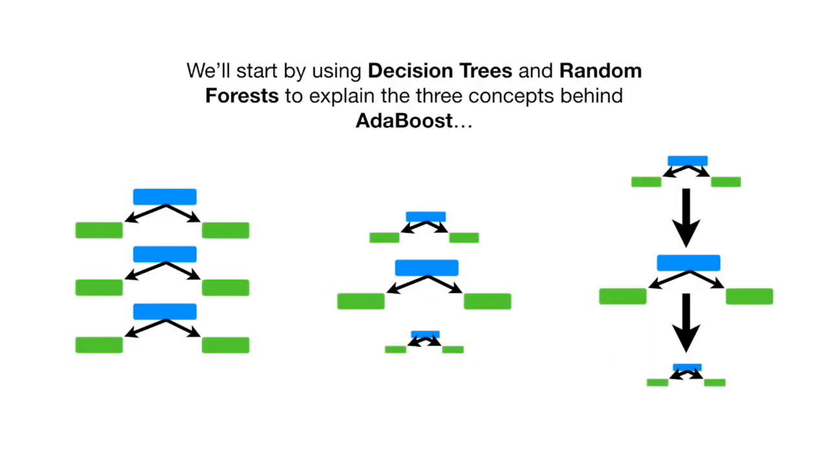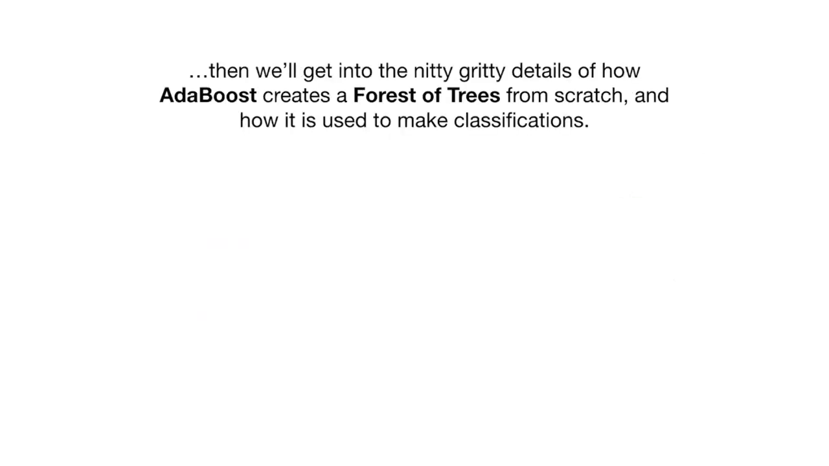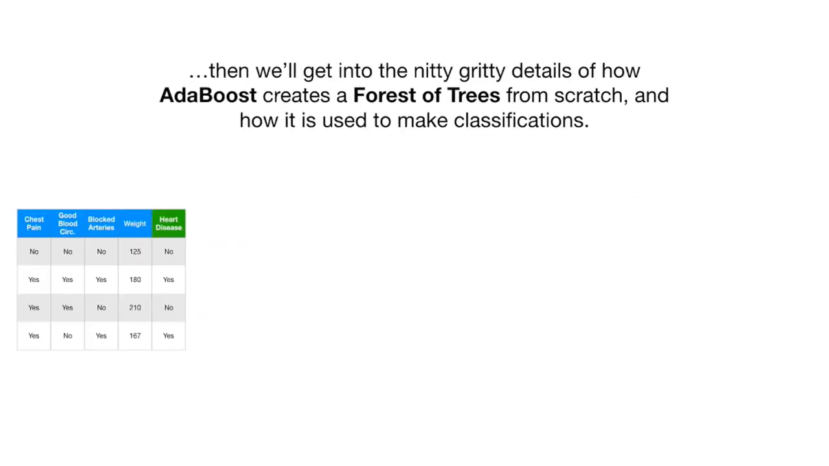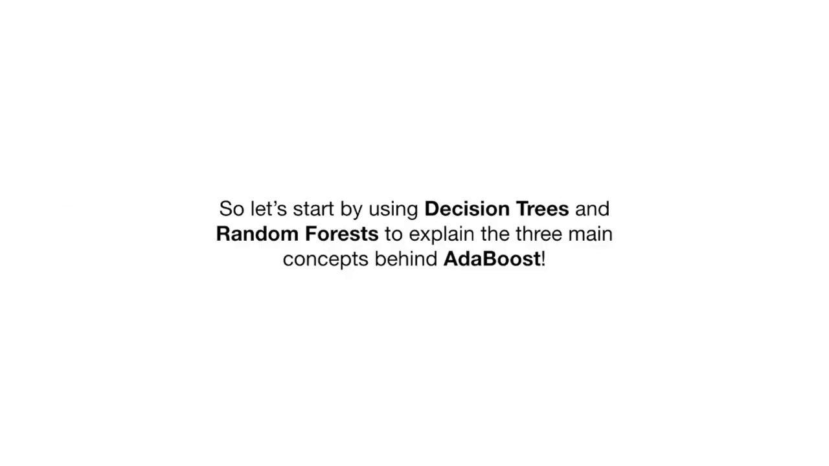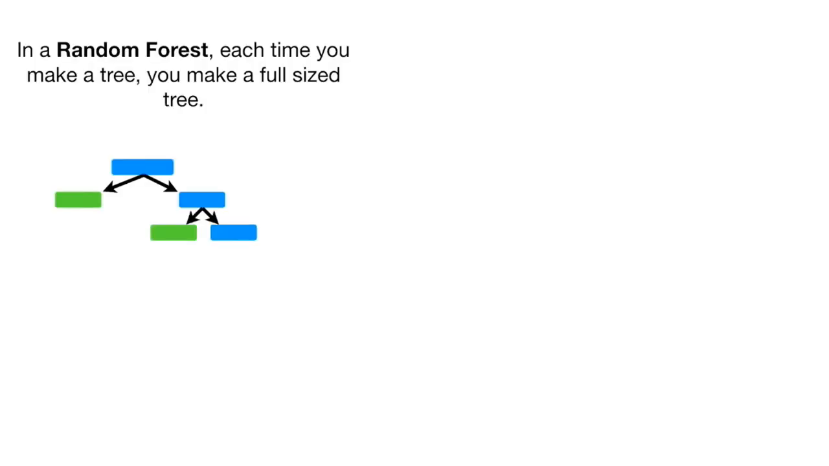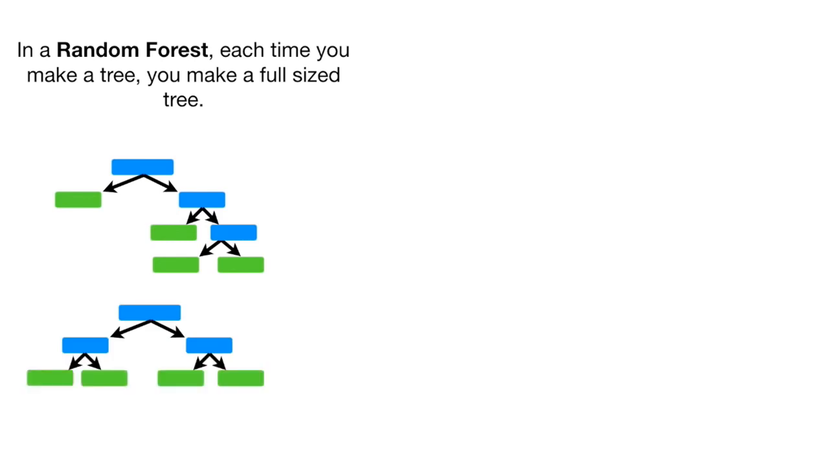We will start by using decision trees and random forests to explain the 3 concepts behind AdaBoost. Then we'll get into the nitty-gritty details of how AdaBoost creates a forest of trees from scratch and how it's used to make classifications. So let's start with the 3 main ideas behind AdaBoost.